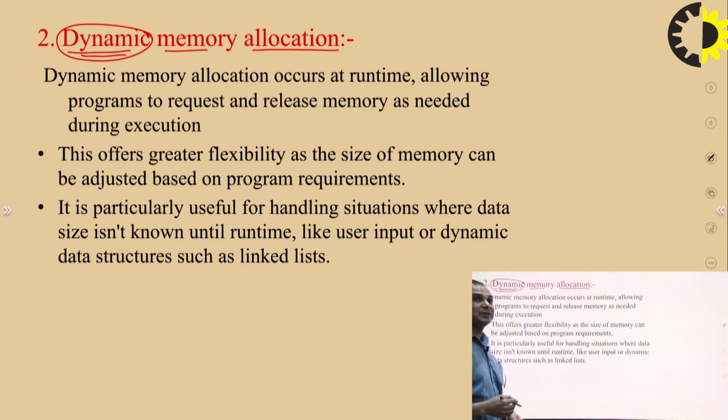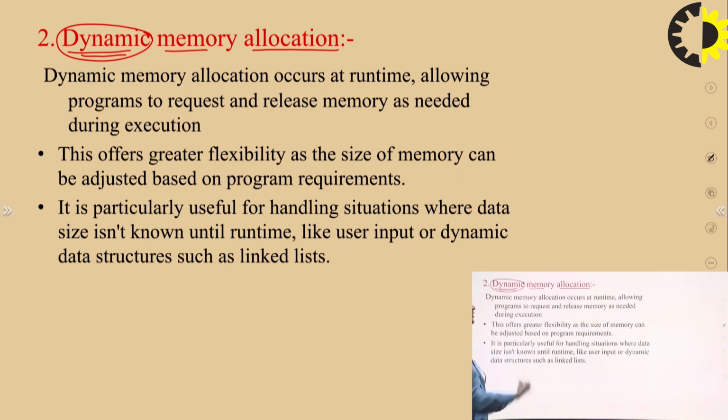Dynamic means we can change the size of the variable. But in the previous one, the static memory, once we have assigned or declared the size of the variable, we cannot change it. It cannot be altered in the program. But in dynamic memory allocation, we can change it.